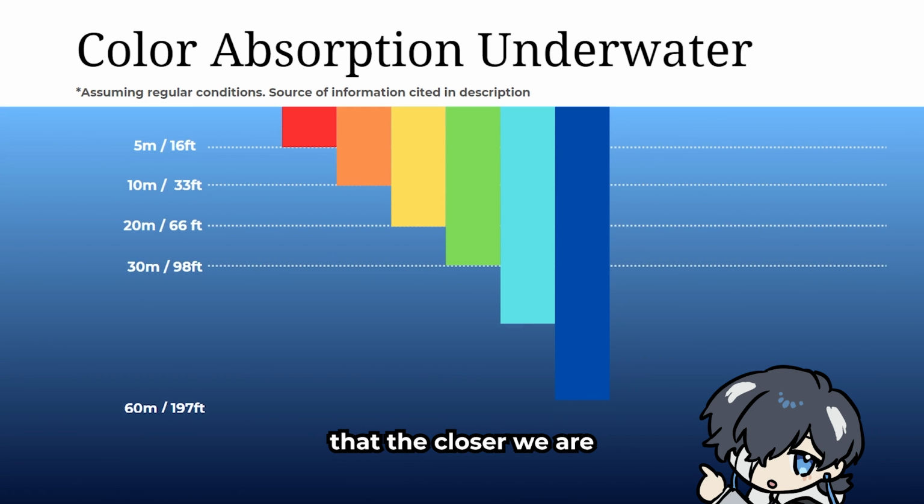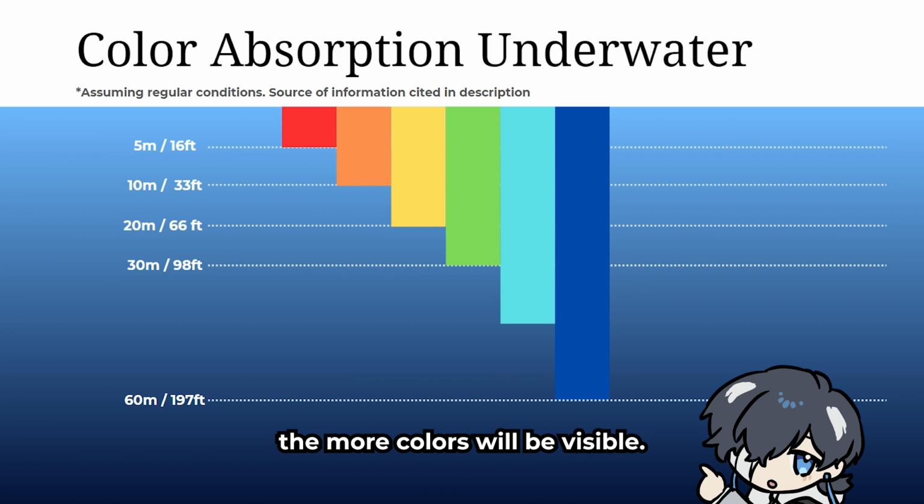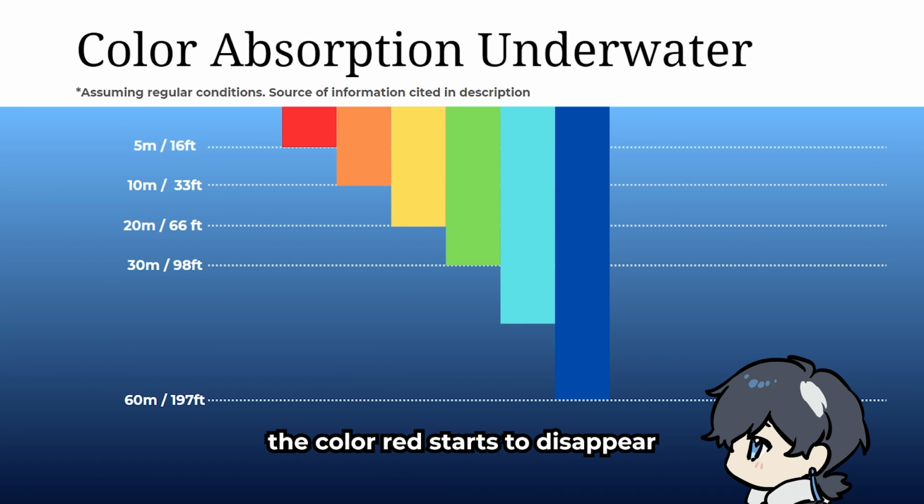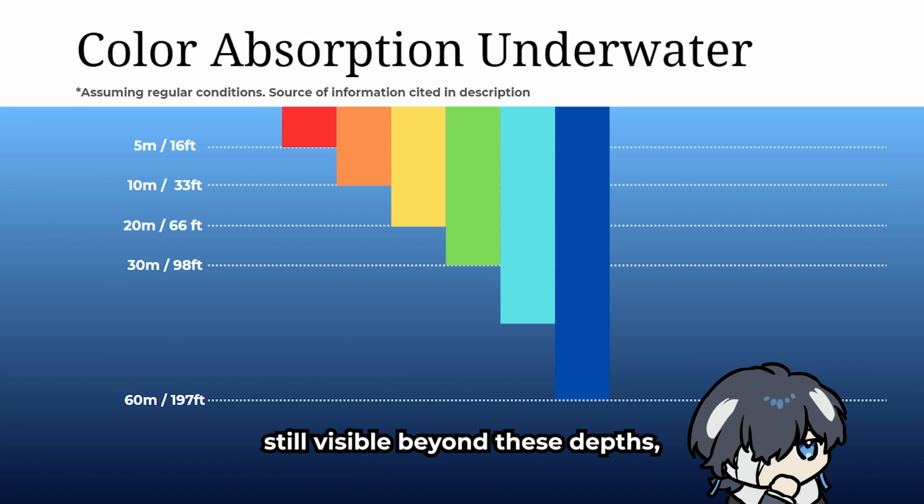So this means that the closer we are to the water surface, the more colors will be visible. But the deeper that you go into the ocean, the more of the red wavelength gets absorbed. Under regular conditions underwater, the color red starts to disappear at around 5 meters, orange at 10 meters, yellow at 20, green at 30, and blue at 60. Colors may be somewhat still visible beyond these depths, but generally, the deeper that you go underwater, the cooler or bluer in hue something will appear because the other colors are filtered out.